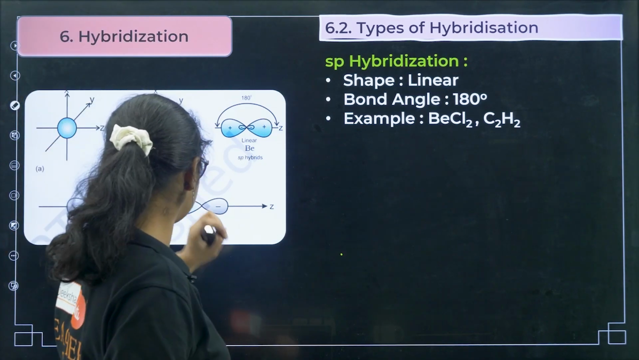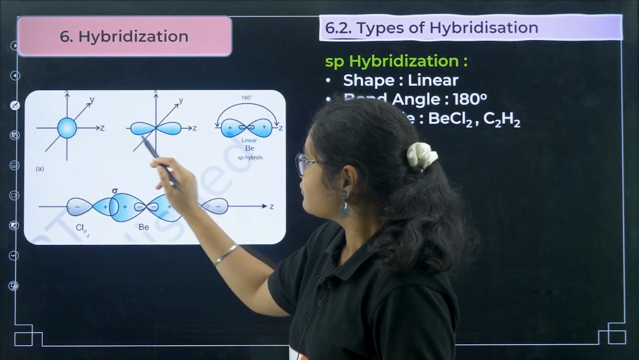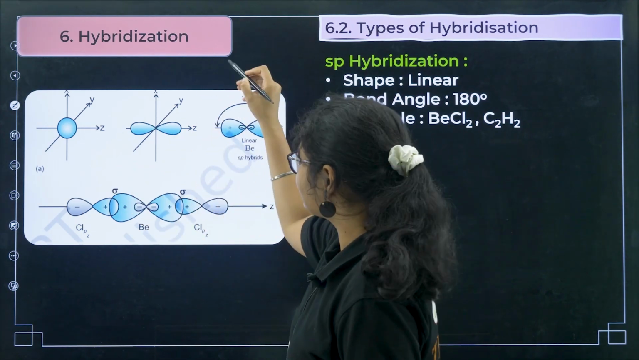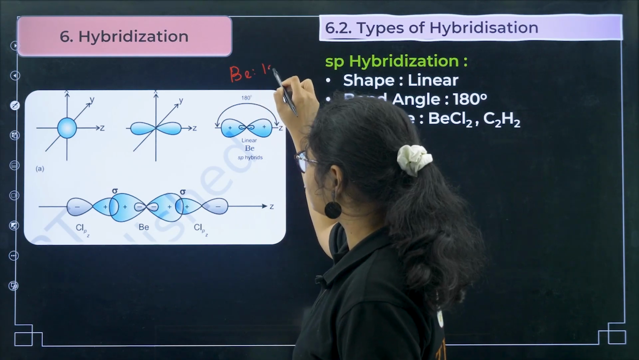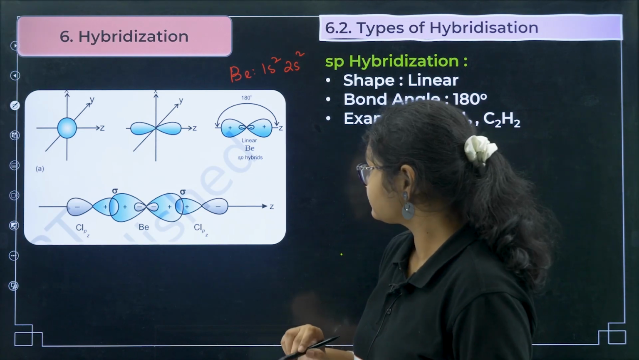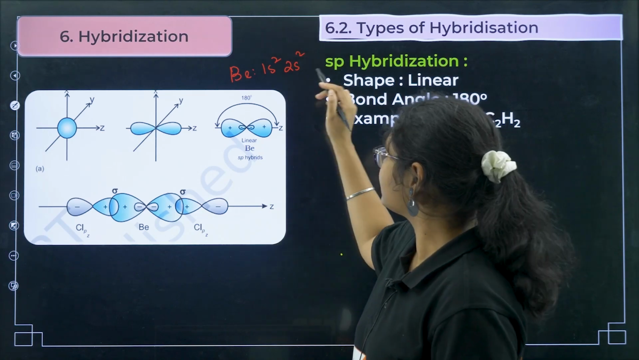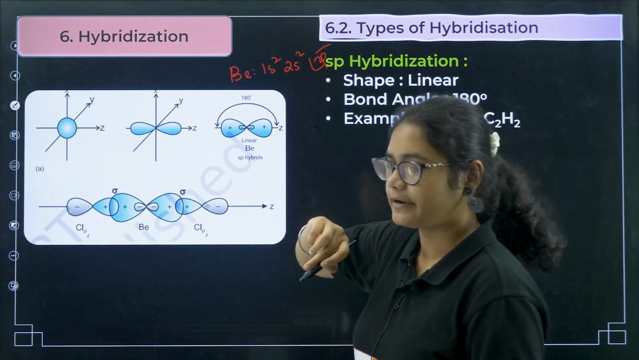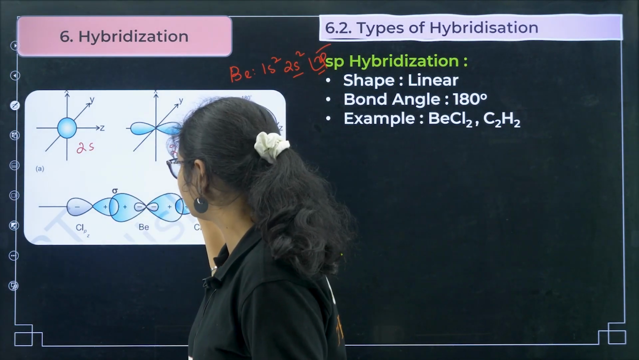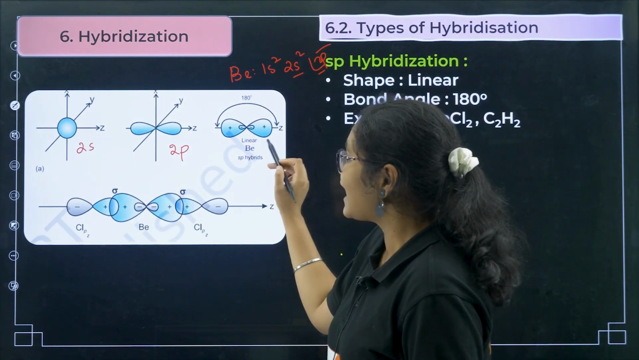Here you can see 1s and 1p in BeCl2, right? So let us understand this one. This is the s orbital and this is the p orbital. If you write the electronic configuration of beryllium, it is 1s2 and 2s2, and after that there will be 2p orbitals as well. Now this 2s and 2p orbital of beryllium will undergo hybridization to give you hybrid orbitals.